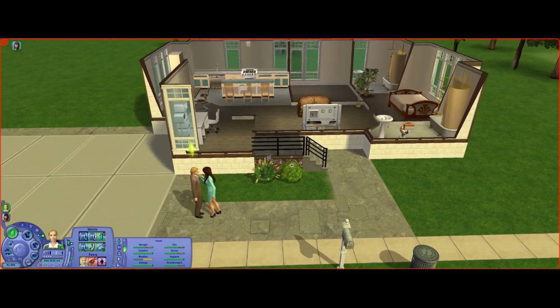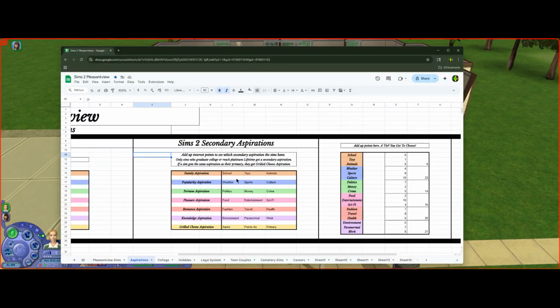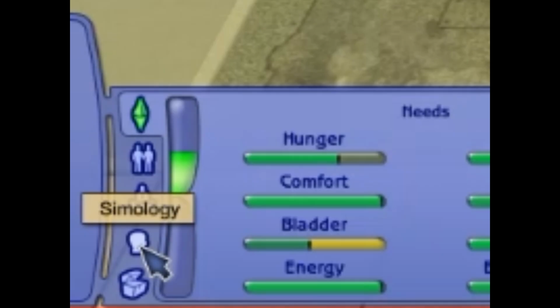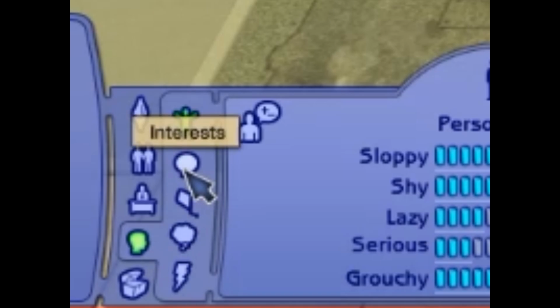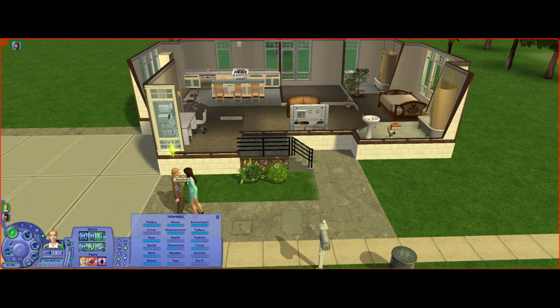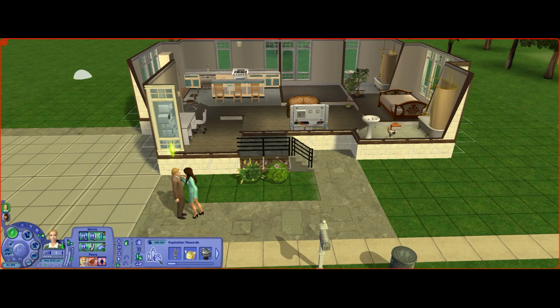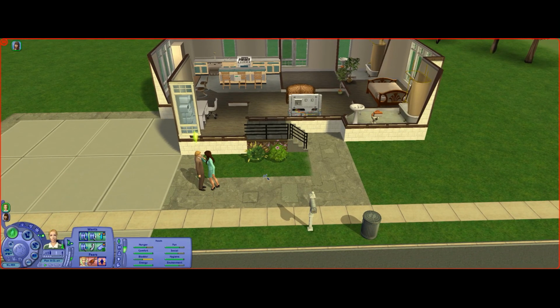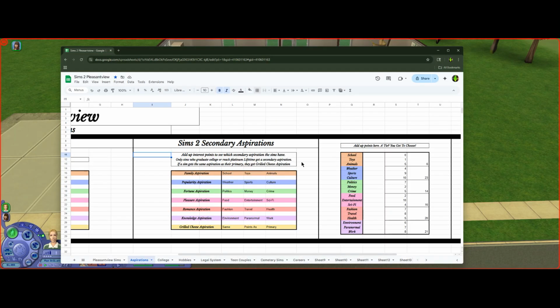Okay, so when I say we need to add interest points, I am talking about over here in your Somology panel, your interests, and then voila, there's all the interests. And actually, I haven't done it for Bo or Georgia yet. I think their secondary aspiration has not been chosen yet. So let's go ahead and do that on camera with you guys so y'all can see exactly what I do for the secondary aspiration. I think that would be a good idea.